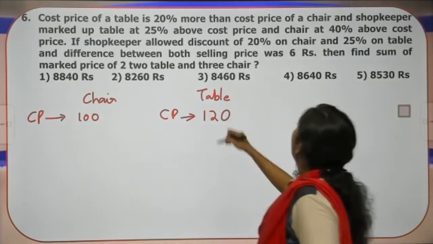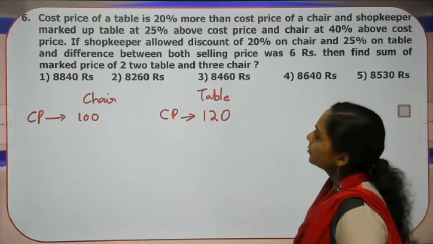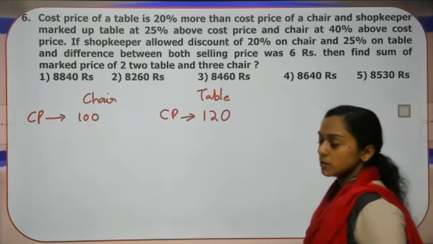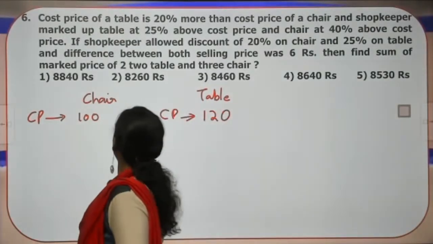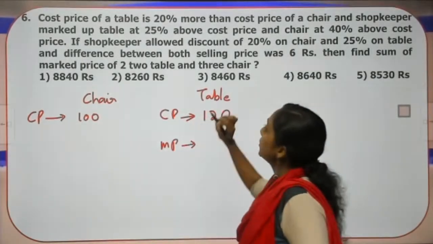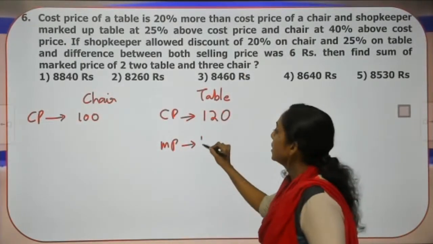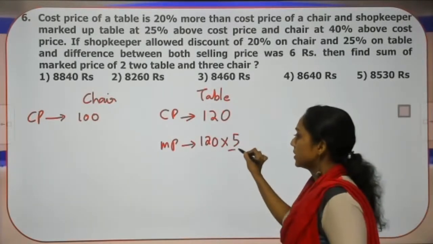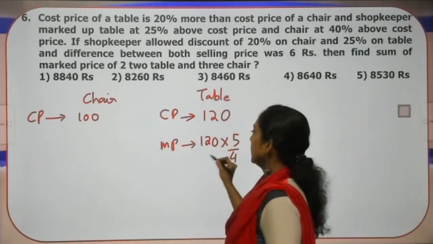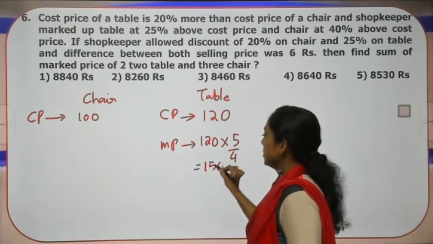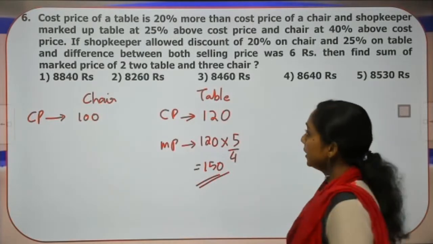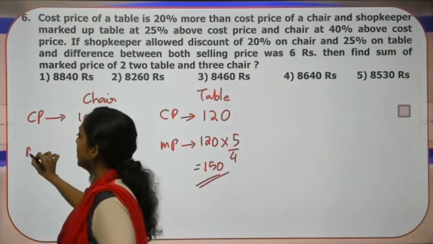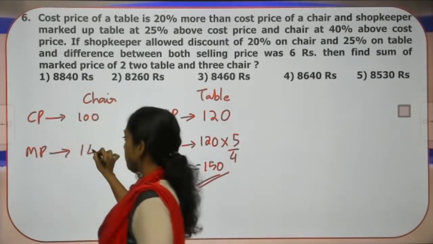And the shopkeeper marked up the table at 25% above the cost price and the chair at 40% above the cost price. So what is the marked price? The marked price of the table is 25% above the cost price. So that is 120 into 125 by 100. What is 125 by 100? That is 5 by 4. So this will be 150. So the marked price of the table is 150. Next, the chair is marked 40% above the cost price. So the marked price of the chair is 140.